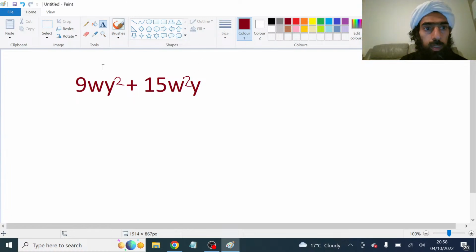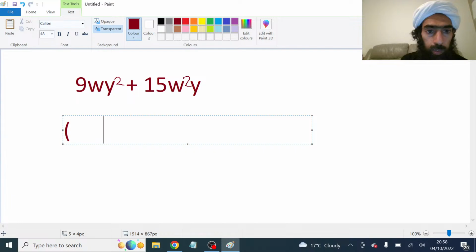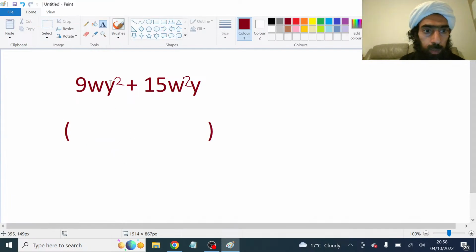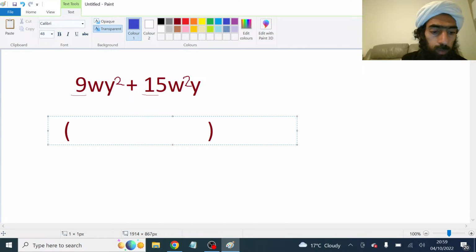So first we're going to use the same technique. We know it's going to be single brackets, and the way you can normally spot that is because you've only got 2 terms, or you've got more than 2 terms but you can see the same letter in every one of them. Here we see w in both, we see y in both, so that's how you know it's single brackets. Then we look at the numbers only, 9 and 15. Which times table do they both come from, what's the common factor? The answer would be 3, and 3 looks like it's going to work.